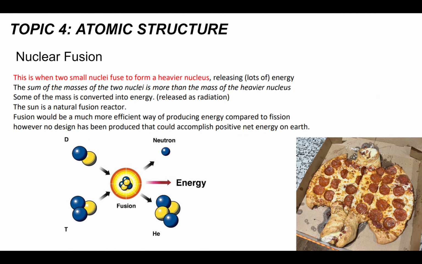So nuclear fusion is when two small nuclei fuse to form a heavier nucleus, releasing lots of energy. The sum of the masses of the two nuclei is more than the mass of the heavier nucleus. Some of the mass is converted into energy, released as radiation. The sun is a natural fusion reactor. Fusion would be a much more efficient way of producing energy compared to fission. However, no design has been produced that could accomplish positive net energy on Earth.